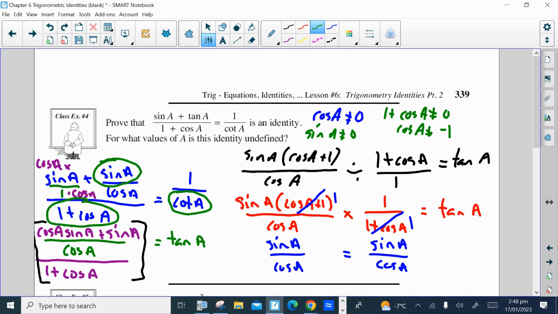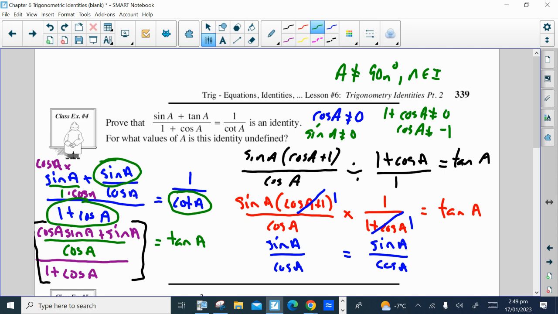So cos A and sine A, they will equal 0 at every multiple of 90 degrees. Cos A can't equal negative 1. That's at 270 degrees, which is a multiple of 90 degrees. So our restrictions here, again, is that A cannot equal every multiple of 90 degrees, or every multiple of pi on 2 radians. Okay?